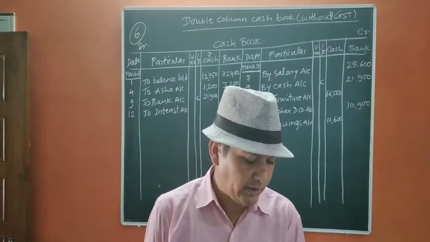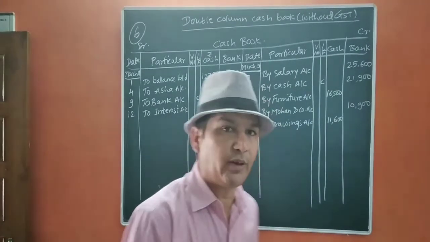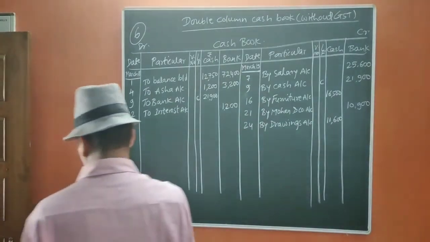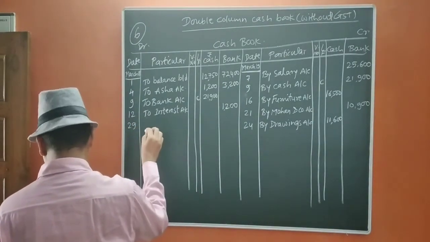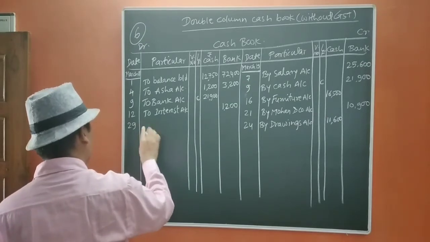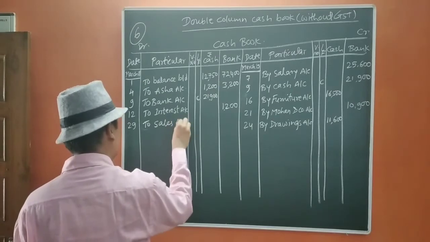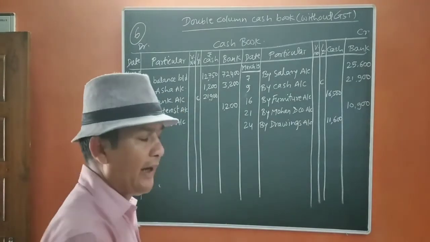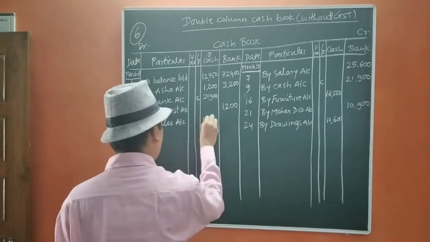Now March 29 sold goods to Manoj for cash 14,800. It is for cash, so it is going to be recorded March 29 by to sales account. This is cash sales. We are not going to write the name of the person. Okay, 14,800.